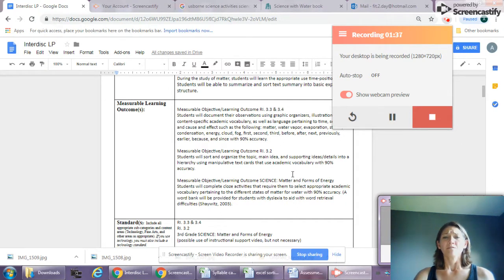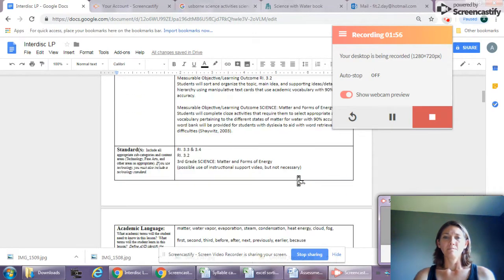And then as far as the science alone, I want to make sure they understand the concept that heat energy, when it's given or taken away from water, can change the matter from a solid to a liquid to a gas, and the terminology that goes along with that as well.